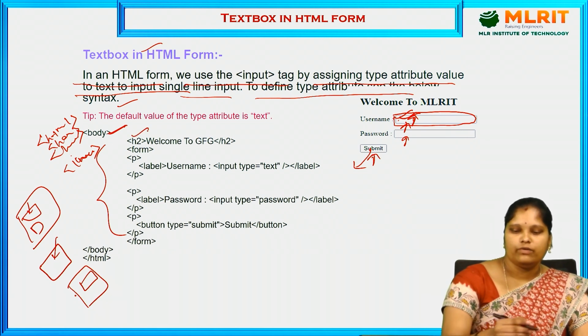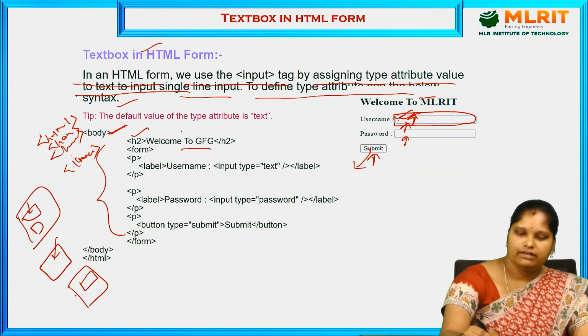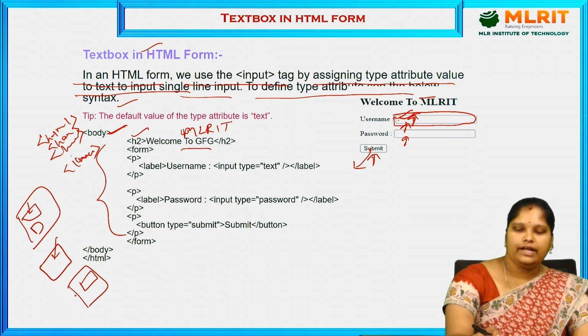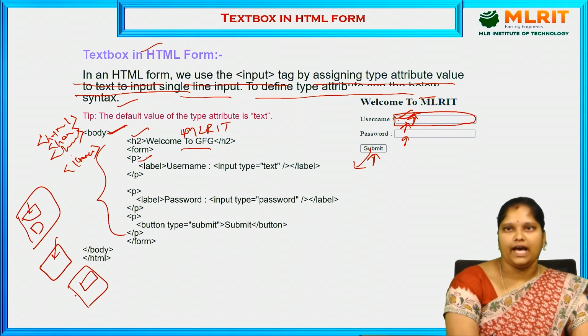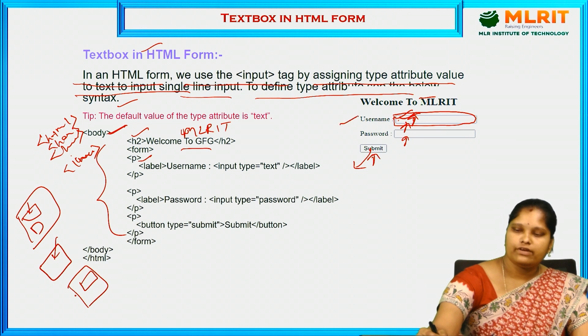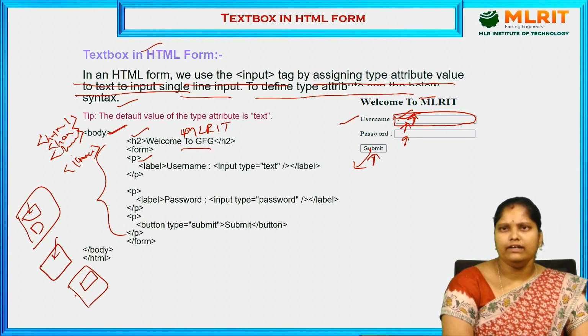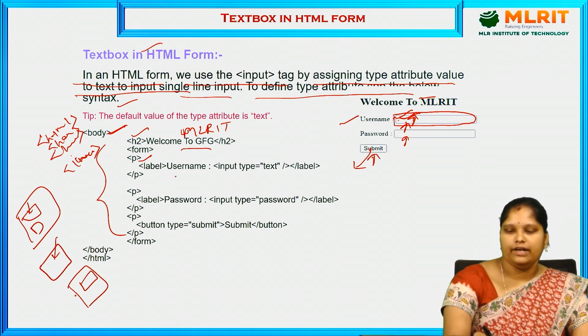And H2, welcome to GFG is there, MLR80 is there, right? This is my heading. Welcome to MLR IT is my heading, right? And next, in form tag, first I need to use username, right? I want the user name, right?